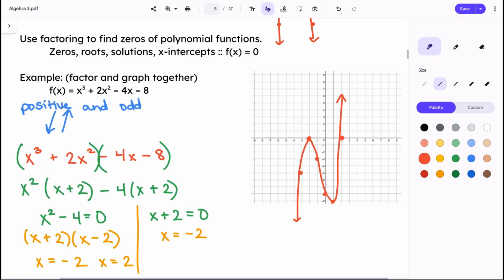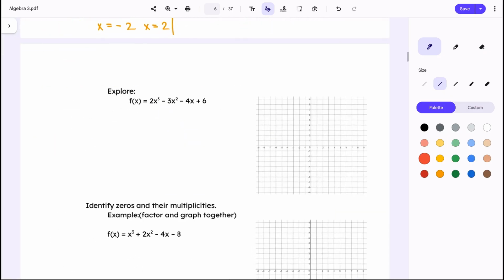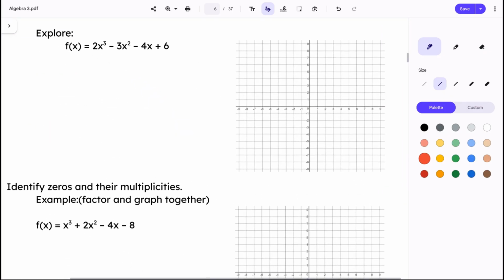Okay, let's do another one. Okay, positive or negative? And even or odd? Good. So this is the exact same case that we just talked about. So it's going to look like that for end behavior.